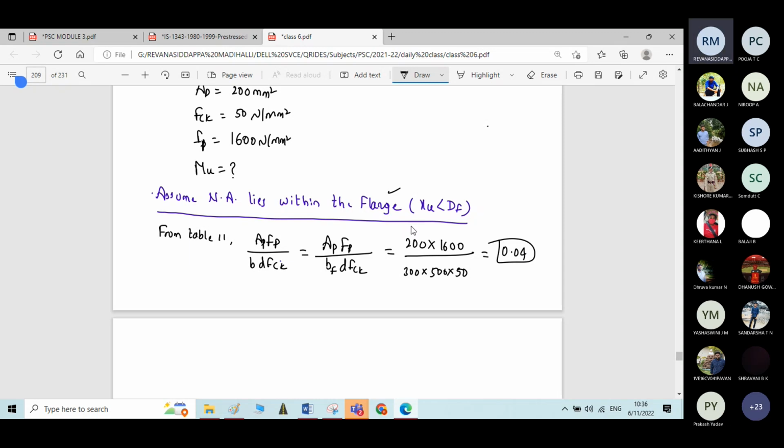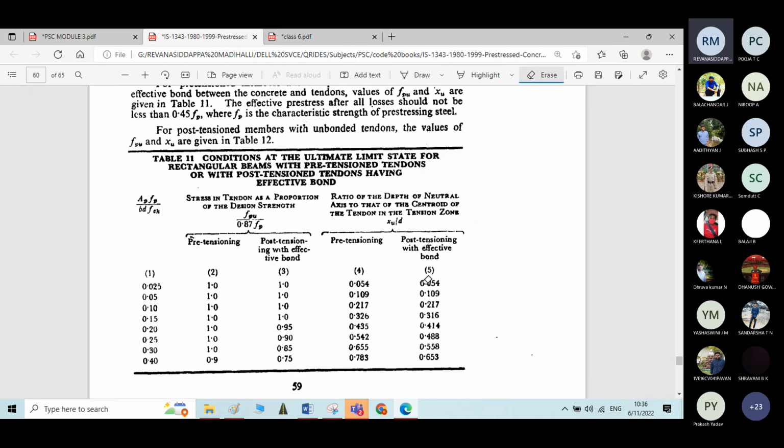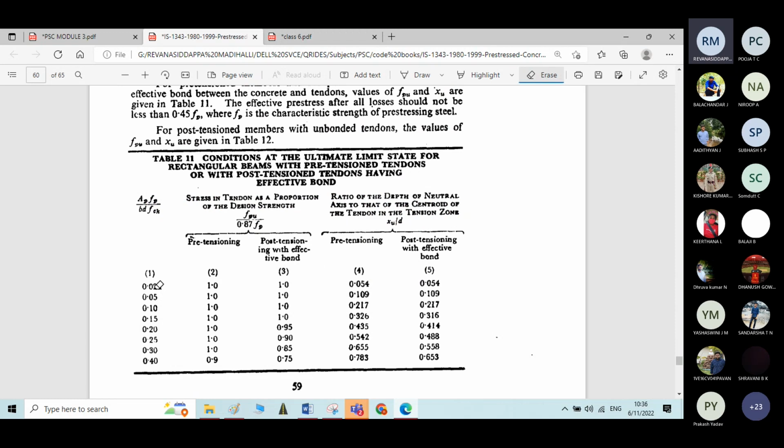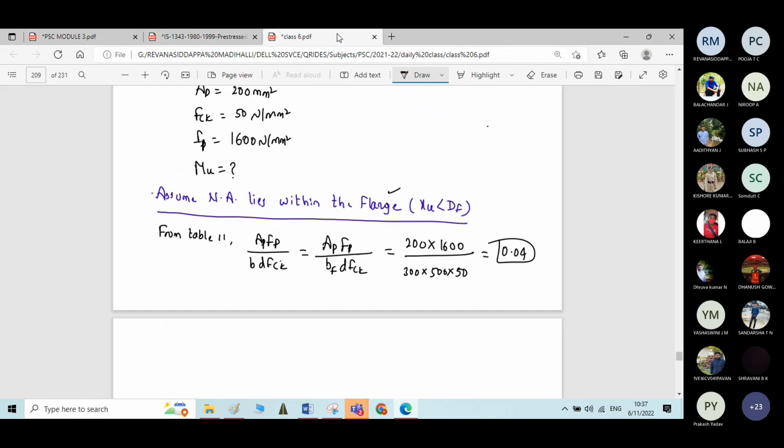Okay. Now from table 11, you need to find the corresponding XU by D with respect to AP, FP by BD, FCK value of 0.04. 0.04 means it will fall in between 0.025 and 0.05. So for 0.025, for pre-tensioned column, XU by D is 0.054. For 0.05, the corresponding XU by D is 0.109.